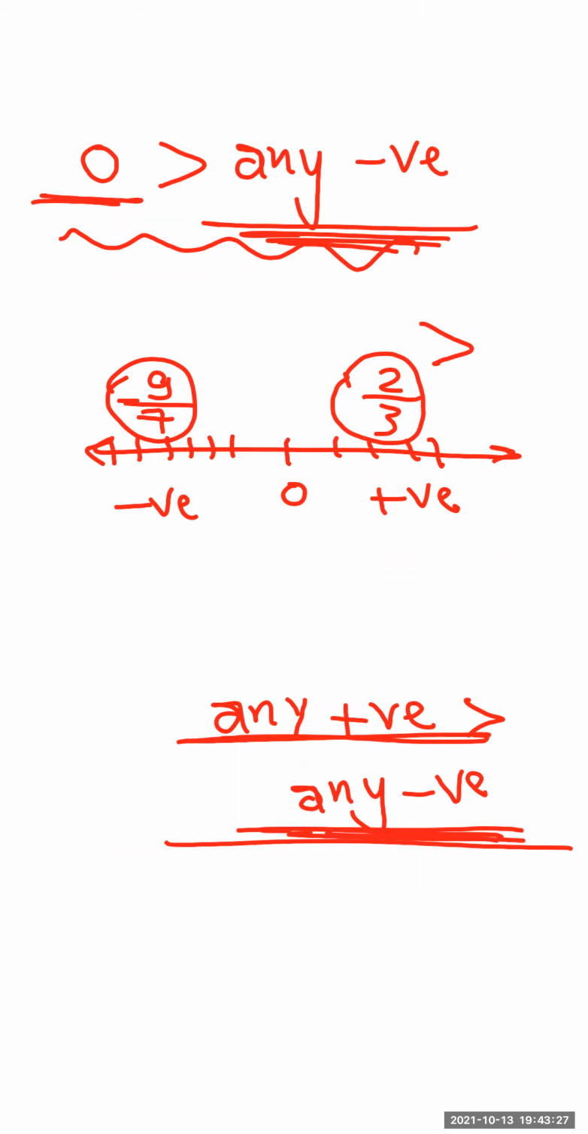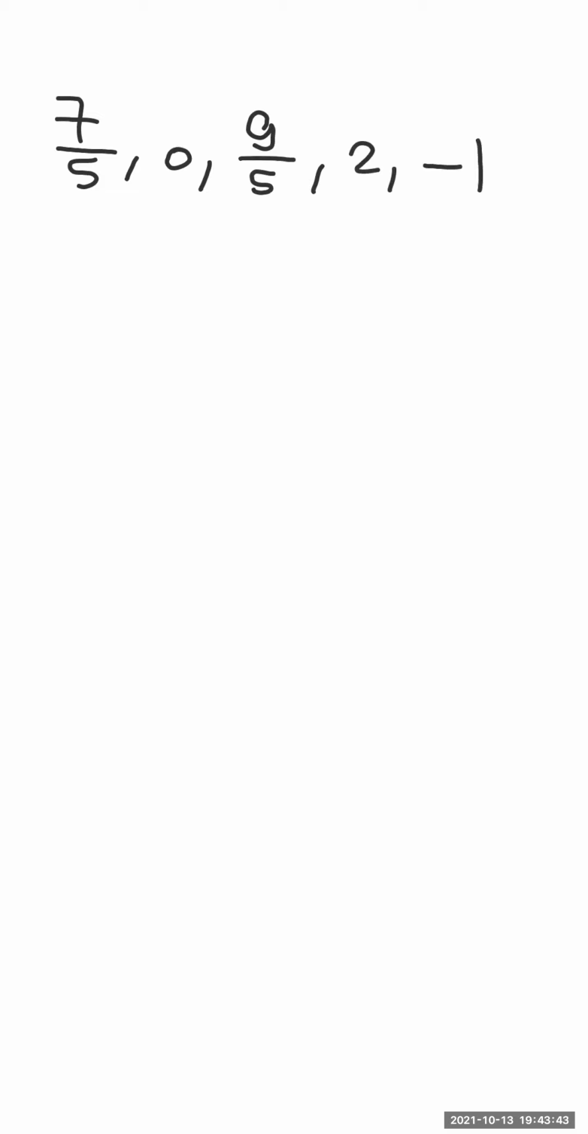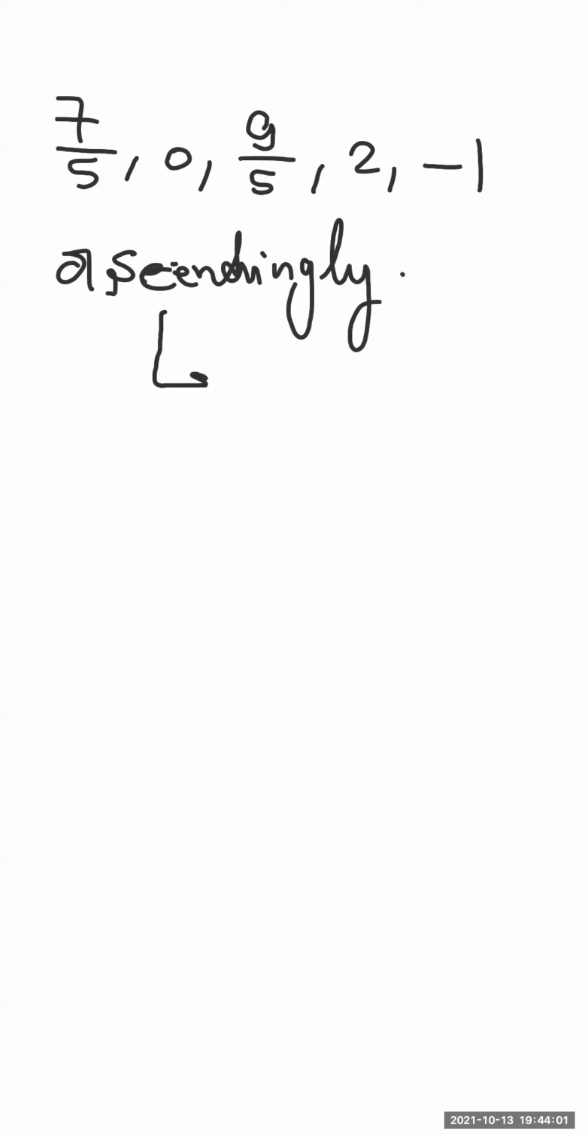Okay, so if there is a question like that, with some numbers like 7 over 5, 0, 9 over 5, 2, and negative 1: represent these numbers on the number line and arrange them ascendingly. Ascendingly means from the smaller to the greater.